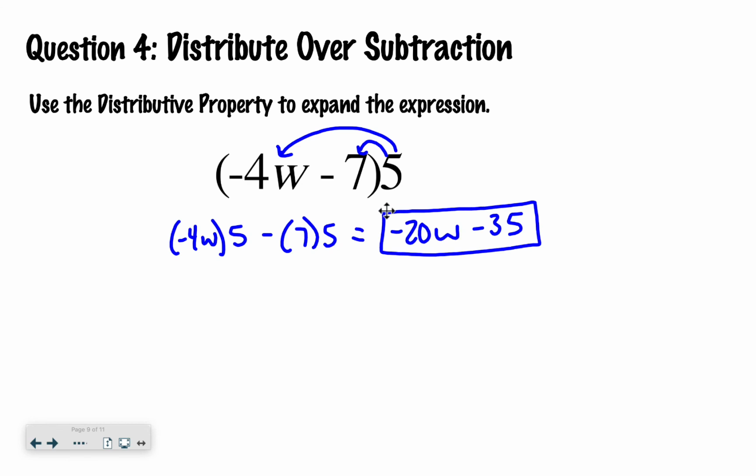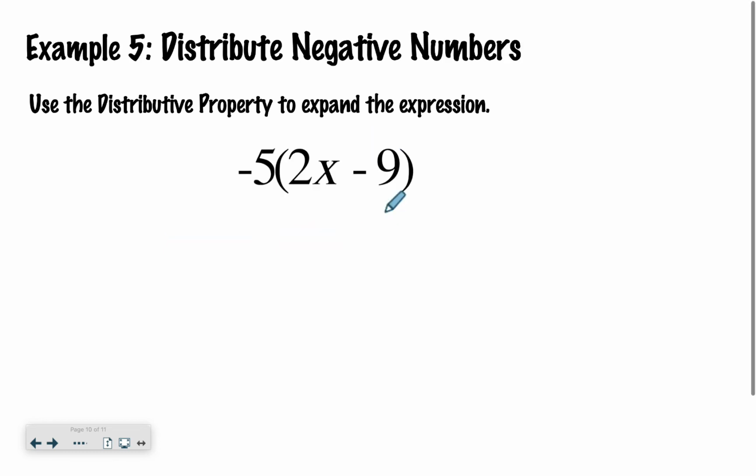All right, for this one, hopefully you ended up at negative 20w minus 35. If that's not what you got and you're confused on how I got there, please be sure to ask for some help. I'm happy to help you. And let's move on to our last example.